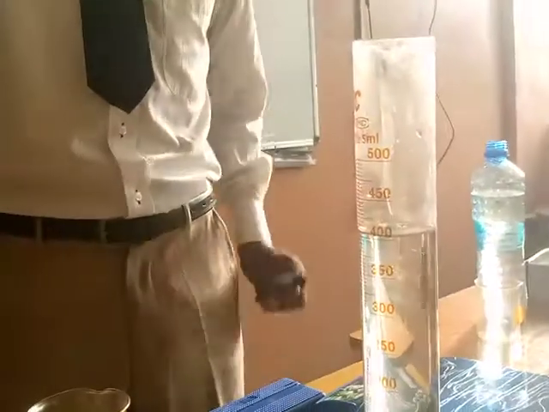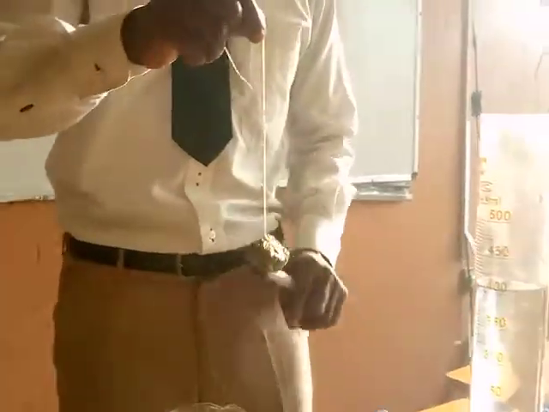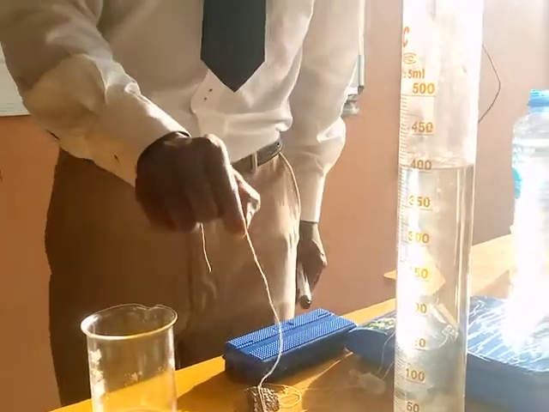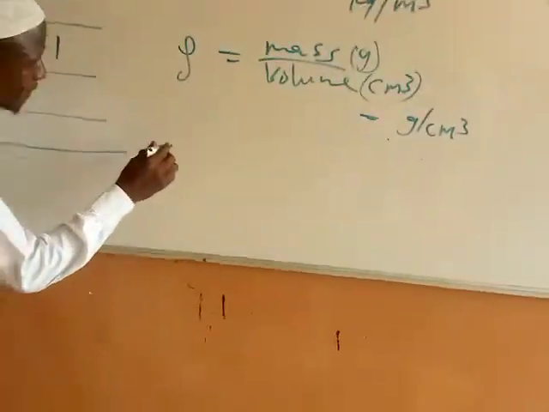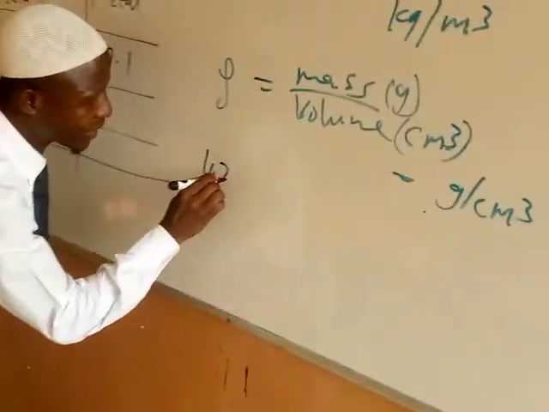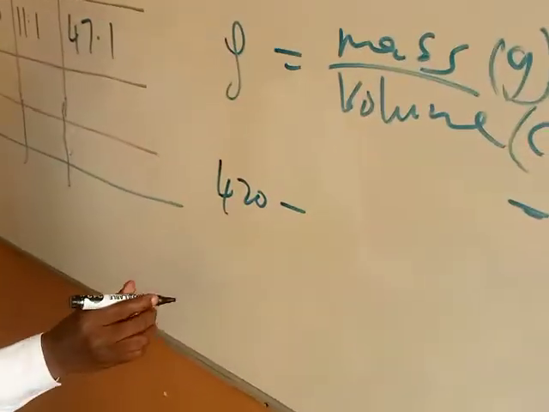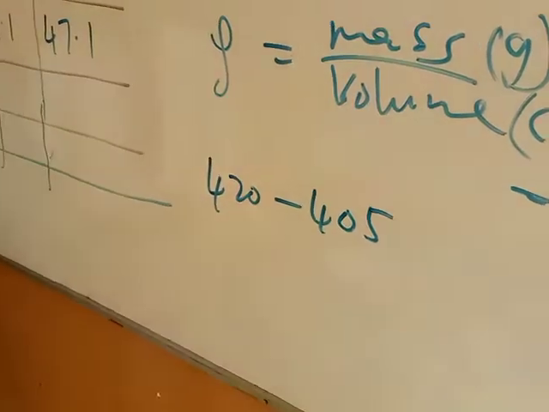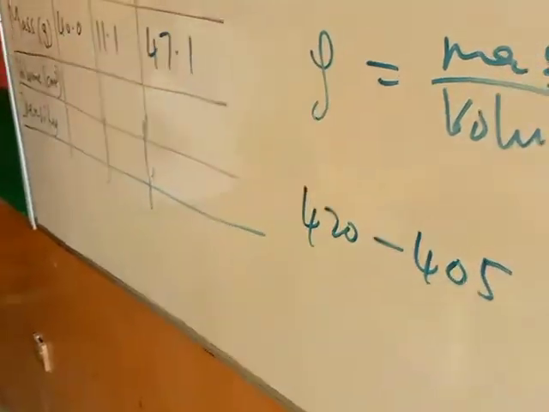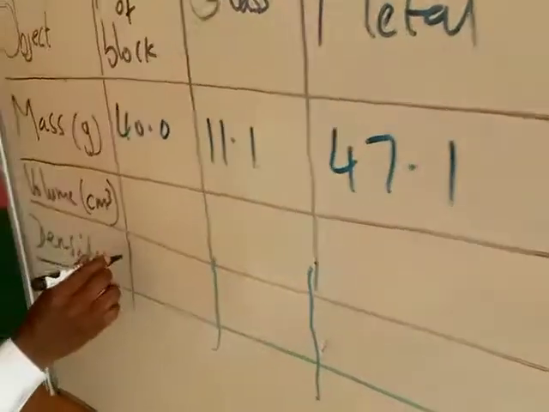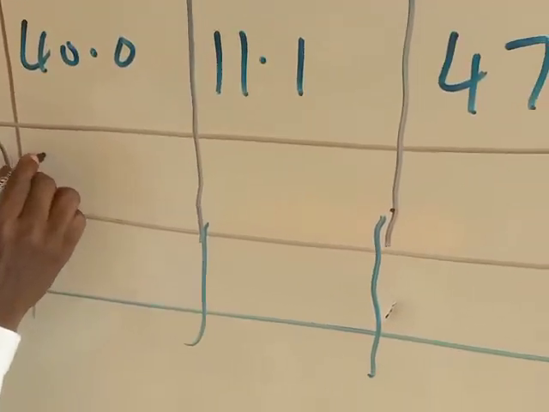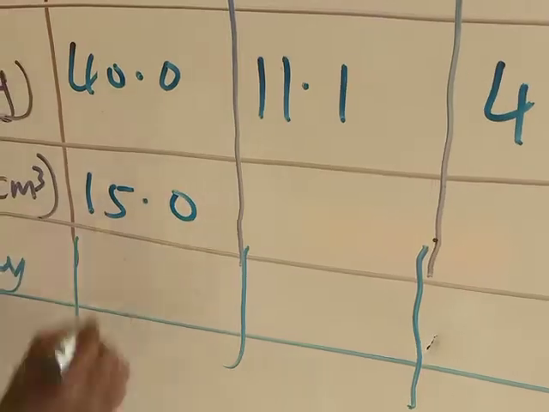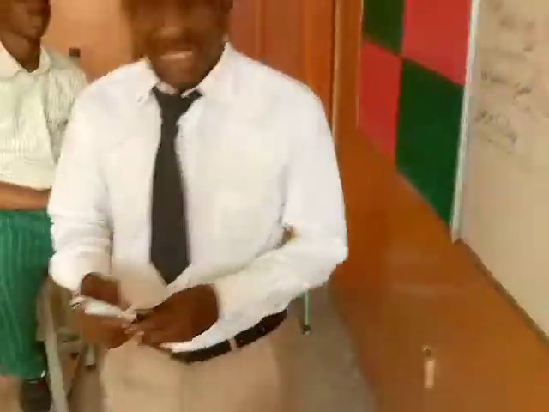Now, to get exactly the volume of this stone, we have to deduct the initial volume from the final volume. The final volume is 420, while the initial volume is 405. When you subtract, we get 15 centimeter cube. Therefore, the volume of the piece of block is 15.0 centimeter cube.